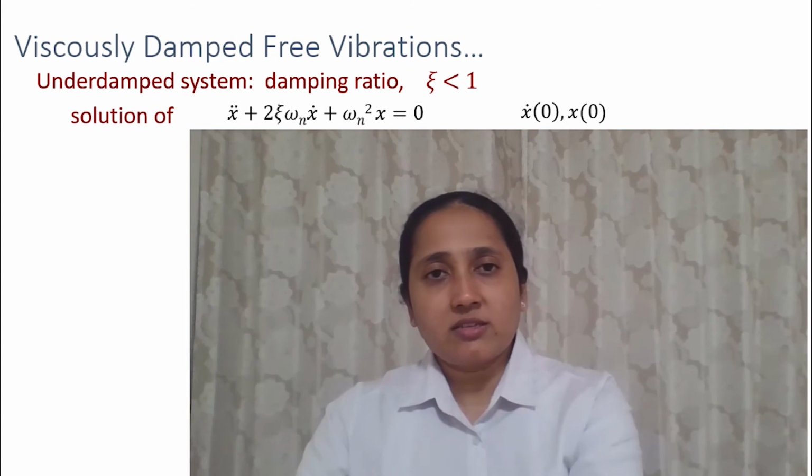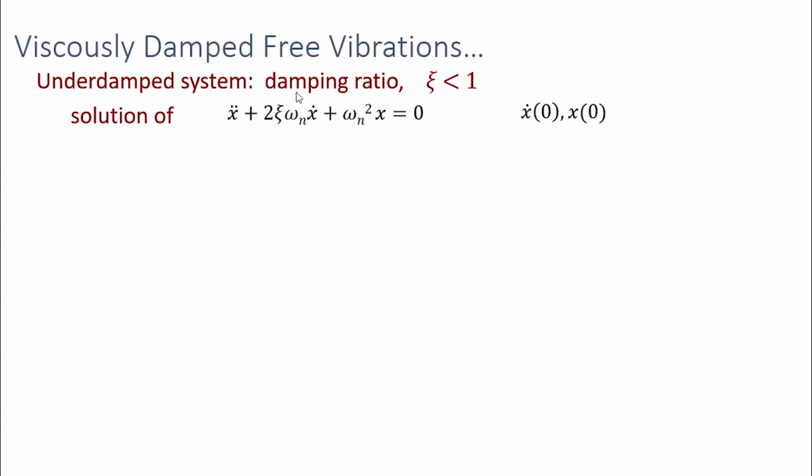Now we will look at the solutions of underdamped systems. That means the damping ratio is less than 1. In all engineering structures, in civil engineering structures, this condition applies. For all the buildings and other structures, we will have a damping ratio much less than 1. So now let's look at the solution of these types of vibrations.